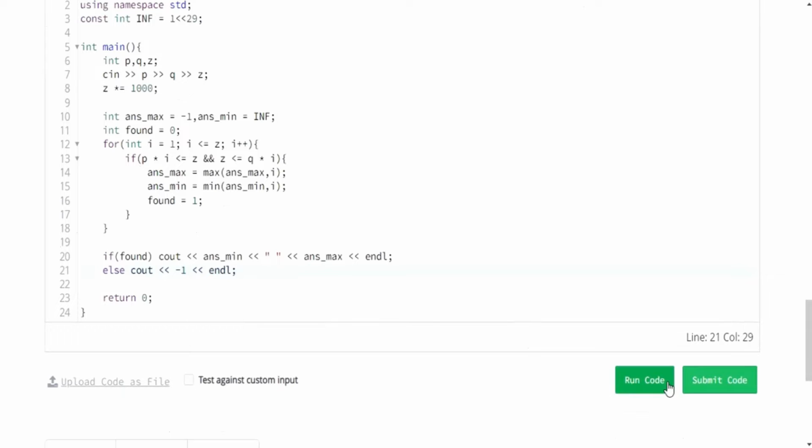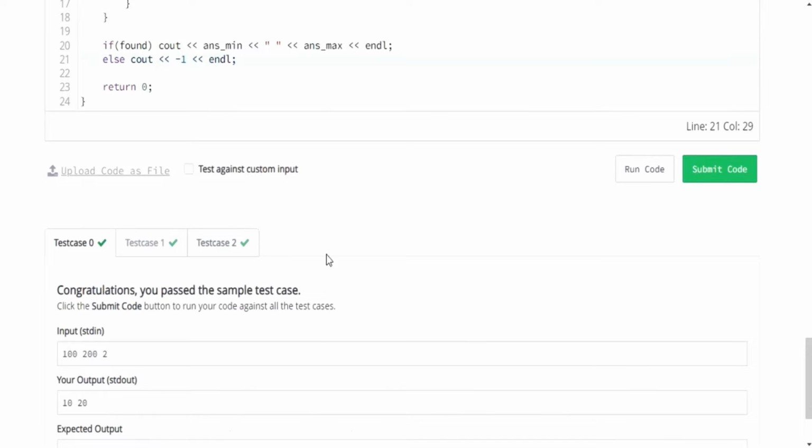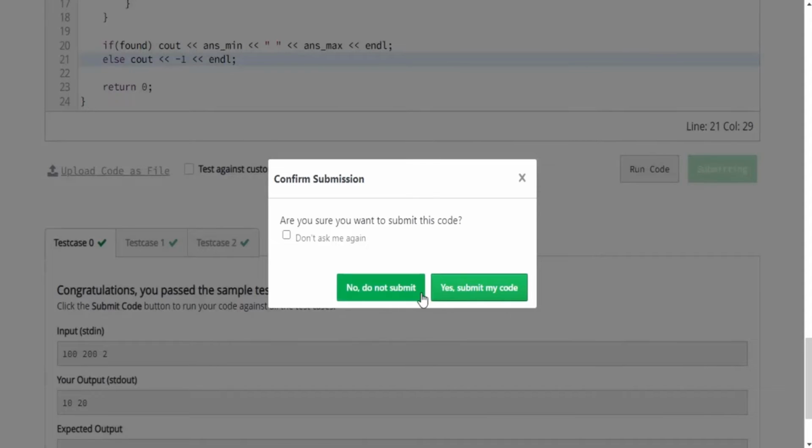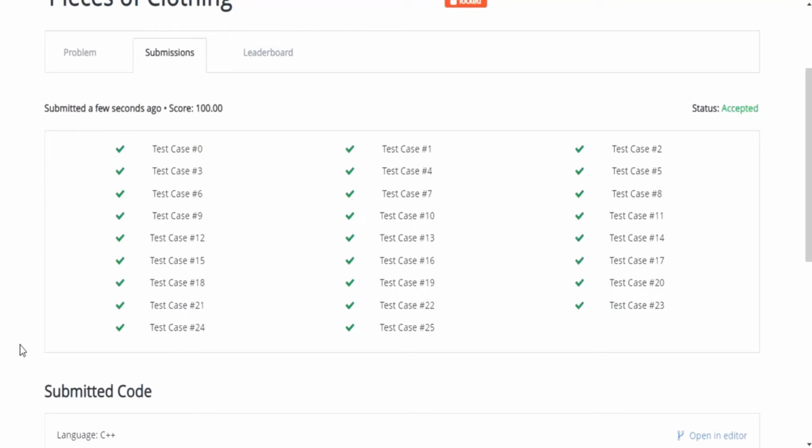So let's run the code. Yeah, it's passing all the test cases. If I try to submit it, it's getting accepted for all the test cases which are there.